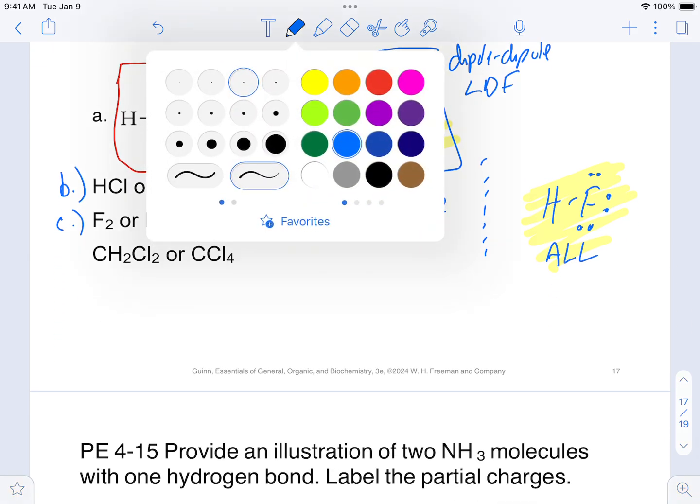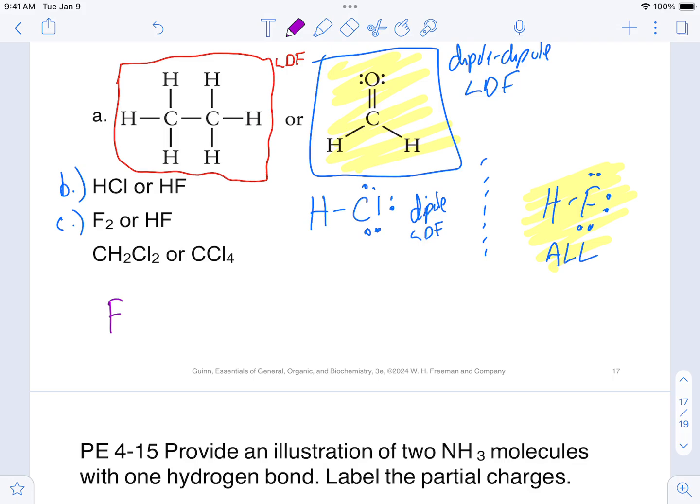If we are looking at C, we have F2. That would be a nonpolar molecule because it is diatomic. So if it's nonpolar, it does not have dipole-dipole. This just has LDF. And HF, like we just did before, we know that has all of them. So this guy has stronger intermolecular forces.